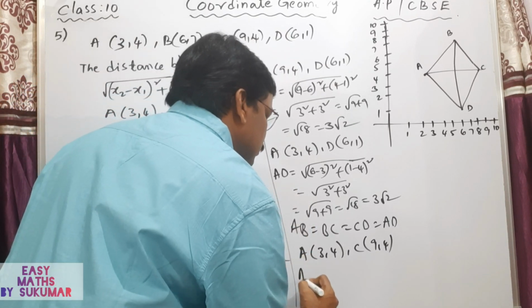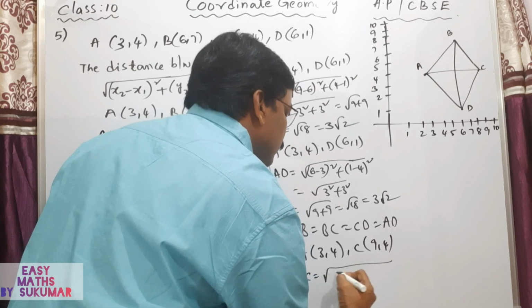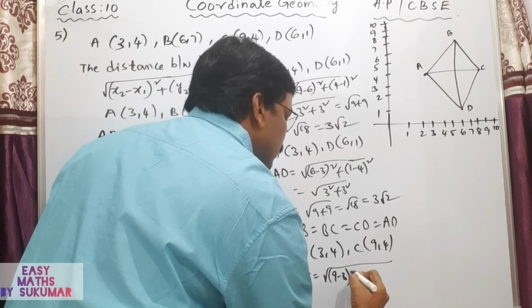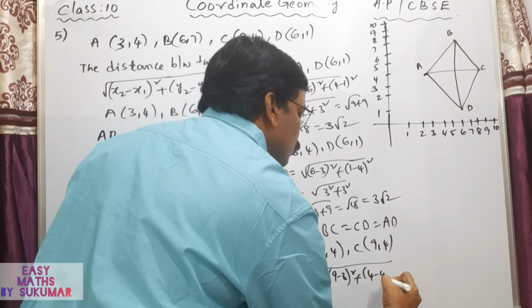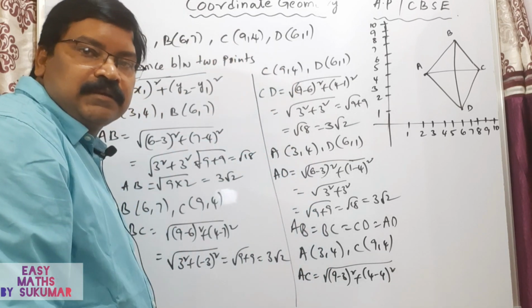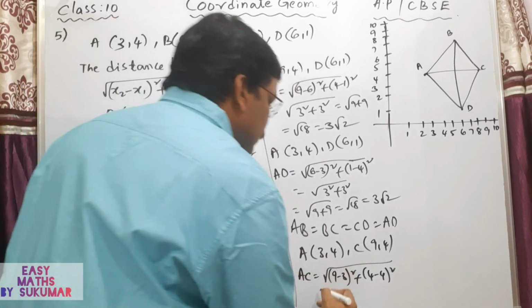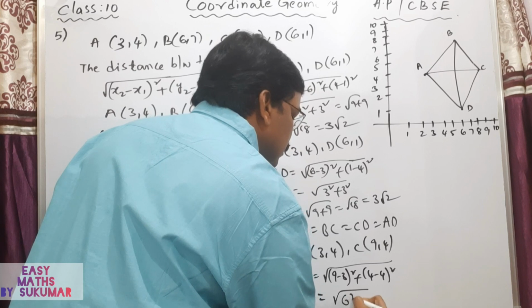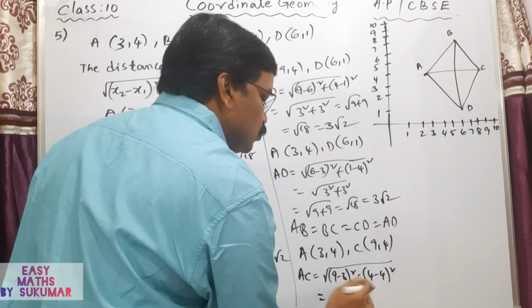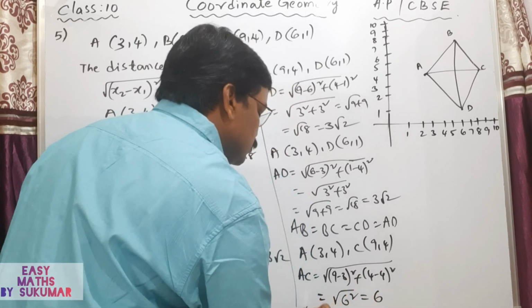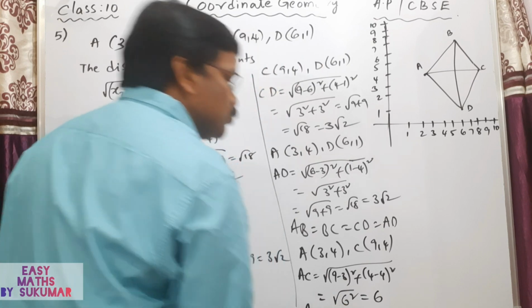Here AC is equal to the root of (9 minus 3) whole square plus (4 minus 4) whole square. See, my dear students, (9 minus 3) whole square is 6 square, and (4 minus 4) whole square is 0. So that is equal to 6. So AC is equal to 6 units.